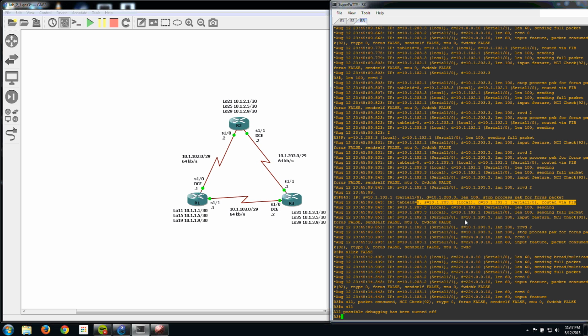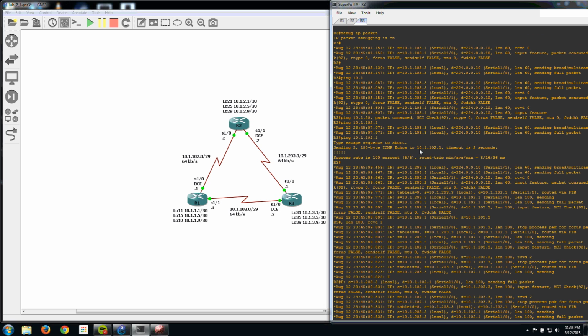102.1. Then it's going to 203.3. So here's the return. And then it's going off again. And here's our broadcast. So here we start getting some of the hellos and stuff with our EIGRP. 203.3. Yeah. So you can see where it's kind of bouncing through there.